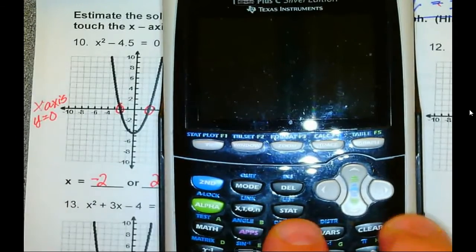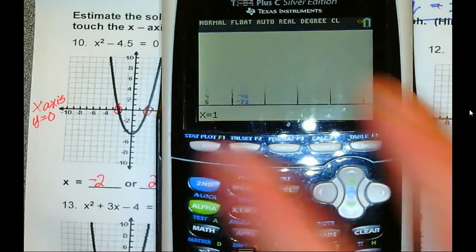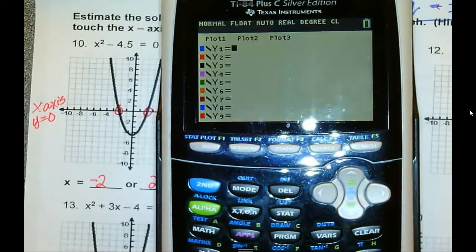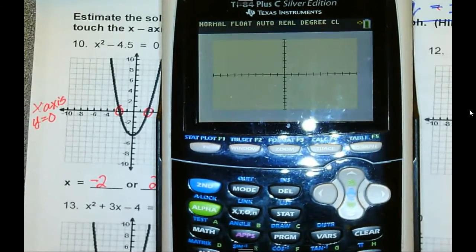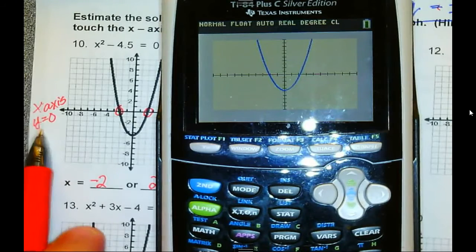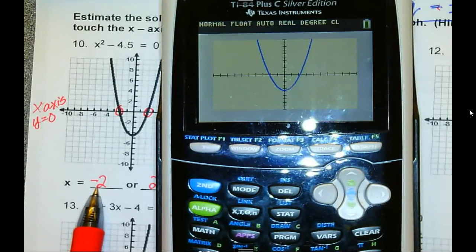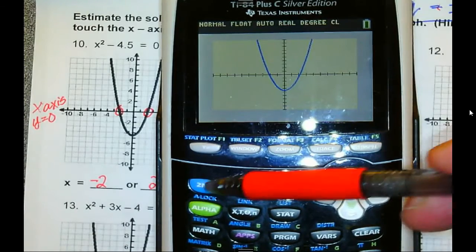Okay, go to your y equals. Clear it out. We're going to put in our quadratic equation. X squared minus 4.5. We're going to graph. And, I don't know. Looks like it's not exactly there. Well, we know that the y value is 0. So this must be negative 2 comma 0 and 2 comma 0. Let's go to our table and see if we get lucky.